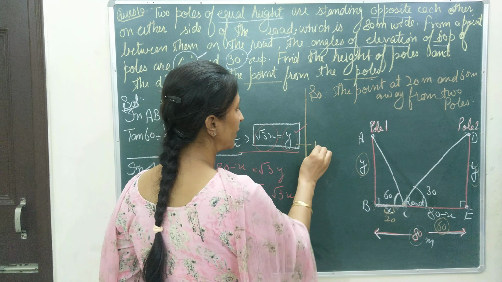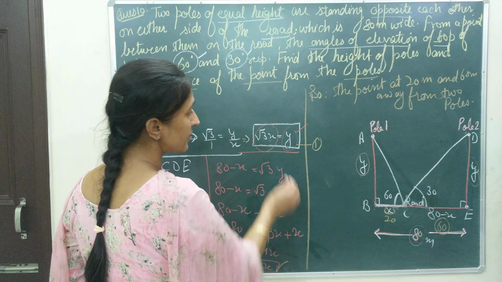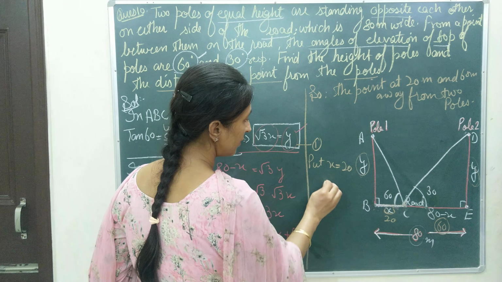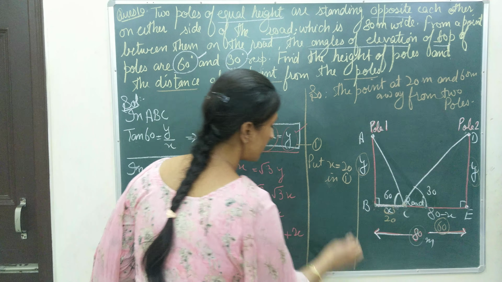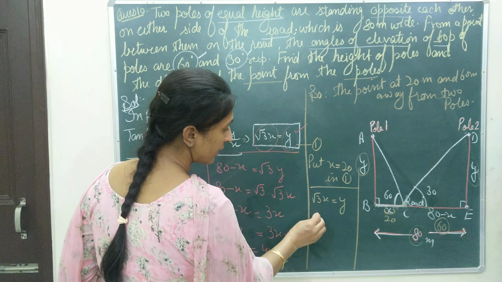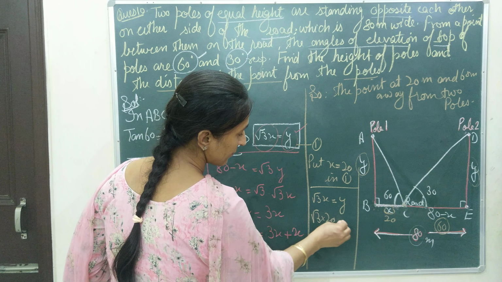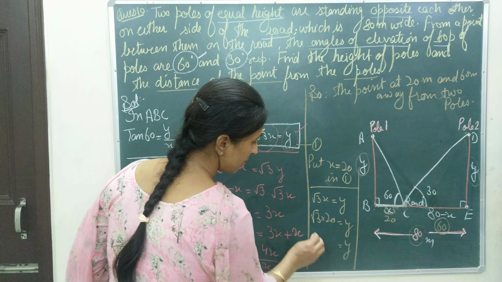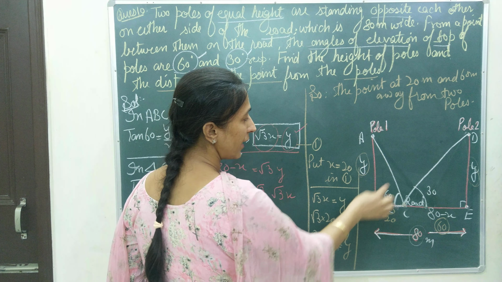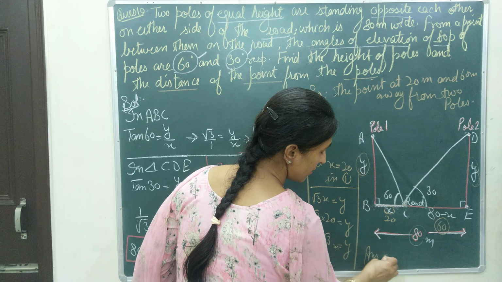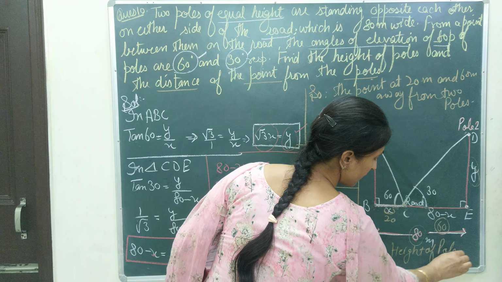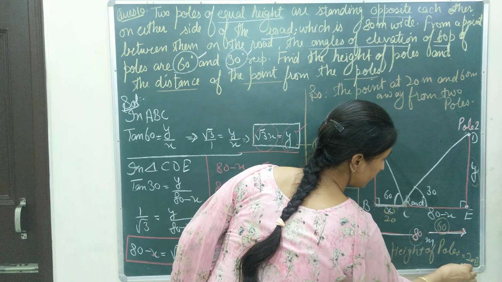Let us put the value that I have got here of x in 1. Put x is equal to 20 in 1. Let us replace. Root 3x is equal to y. X is 20. That means y is 20 root 3 in meters. So what is y? It is the height of poles. Answer: height of poles is 20 root 3 meters.